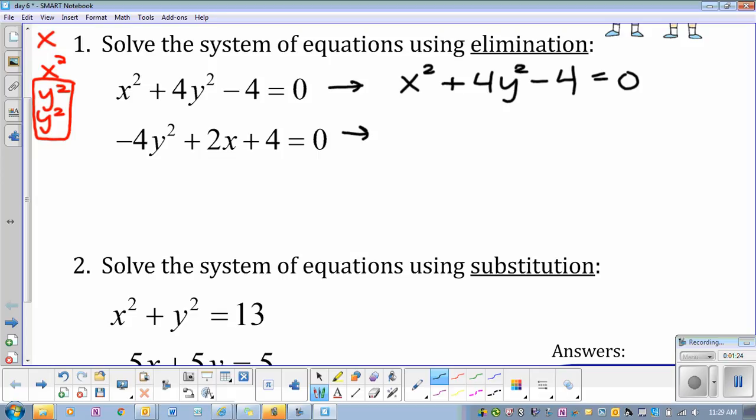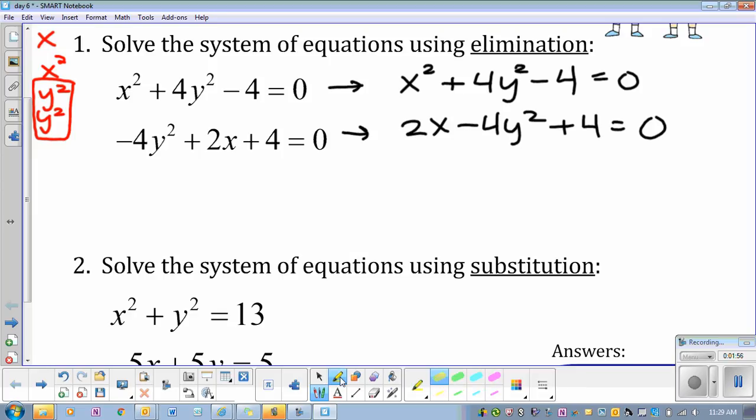Yeah? And the second one, I'm going to put the x squared. Okay, there's no x squared. There's an x. 2x minus 4y squared plus 4 equals 0. Yeah? So I try to line everything up, but I have an x squared, I have an x. That's fine. Basically, I just wanted to line up the ones that I want to eliminate. I want to get rid of y squared.